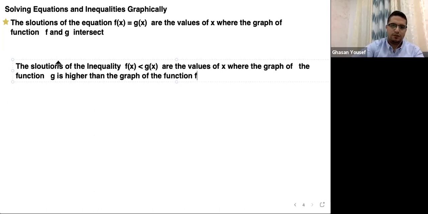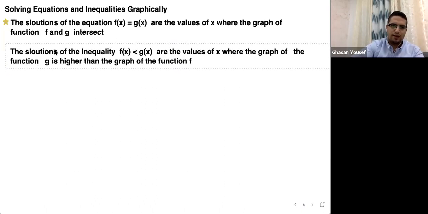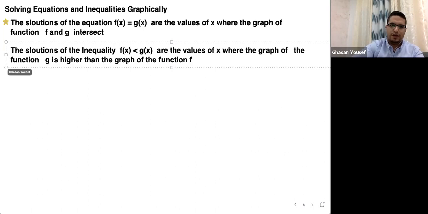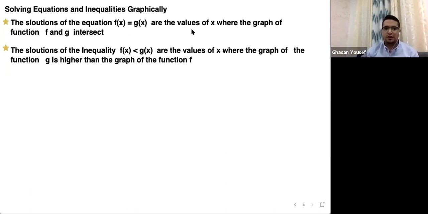So these are my two important ideas for how we can solve an equation and an inequality by graph. The first one: the solutions of f equal g are the values of x where both of the graphs intersect. So we're looking for the intersection between both graphs.